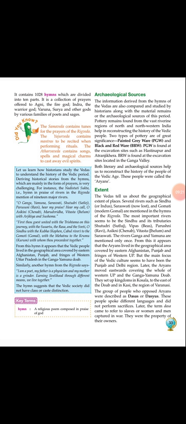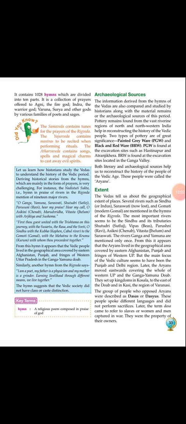like Satudri, modern name Satluj, Vipas, modern name Beas, Parushni, modern name Ravi, Asikni, modern name Chenab, and Vitasta, modern name Jhelum, and the Saraswati. The rivers Ganga and Yamuna are mentioned only once in the Rig Veda. From this it appears that the Aryans lived in the geographical area covered by eastern Afghanistan, Punjab, and fringes of western Uttar Pradesh. It means the Aryans were living in parts of Afghanistan, Punjab, and western Uttar Pradesh.